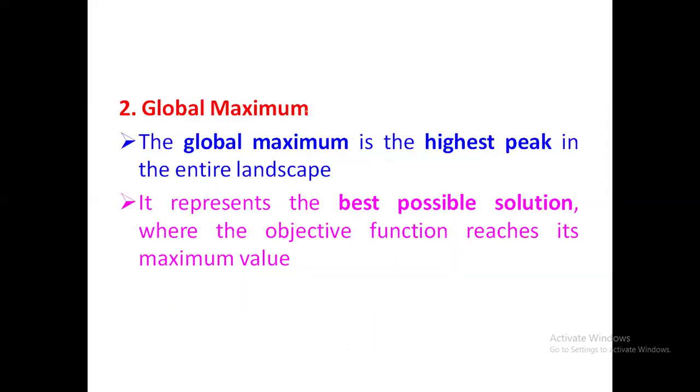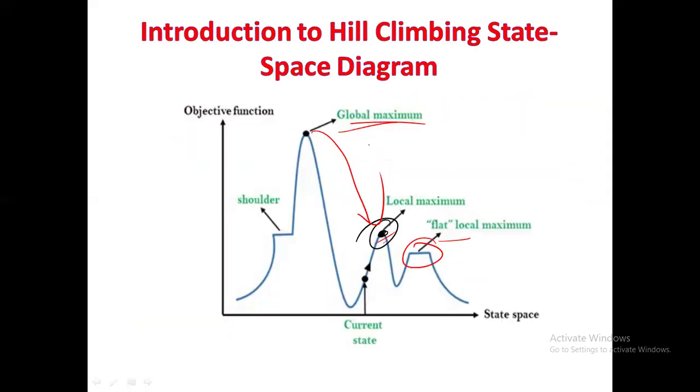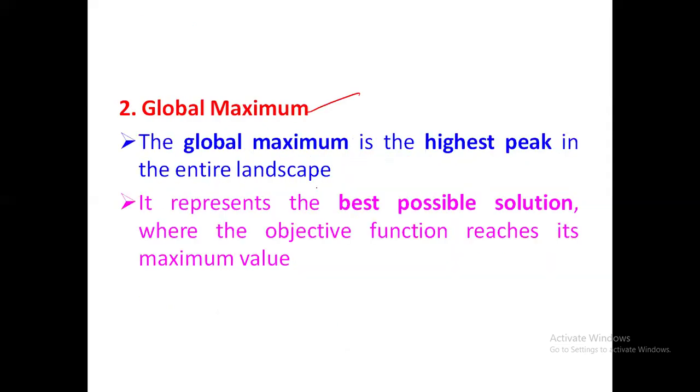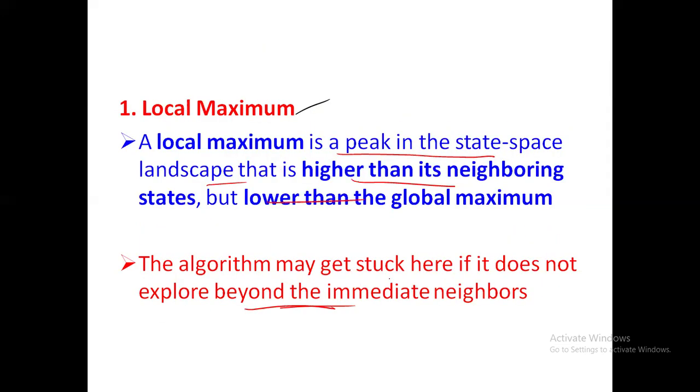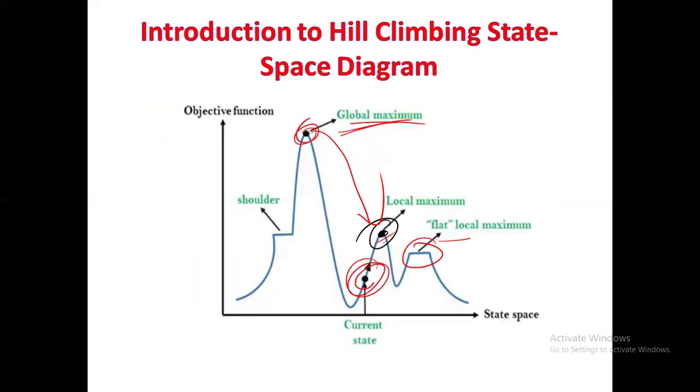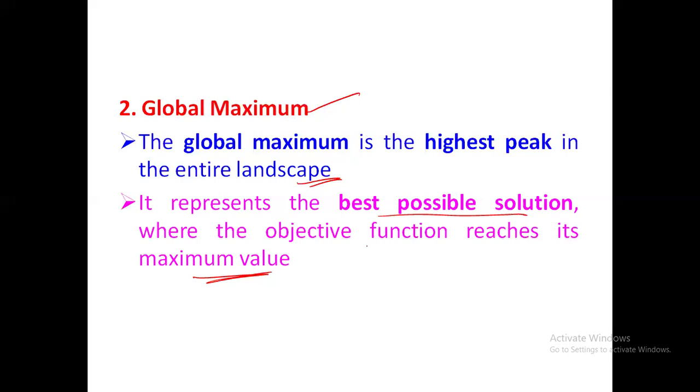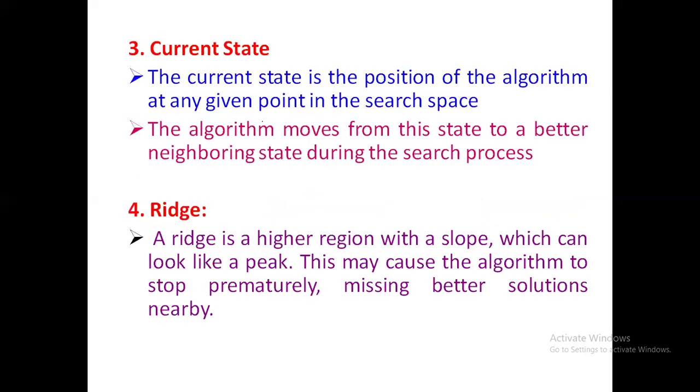Local maxima. Next, global maxima. This global maxima is the highest peak value in the entire landscape. It represents the best possible solution where the objective function reaches its maximum value. Next, current state. Here, the current state may start over here. The current state represents the position of the algorithm at any given point in the search space. The algorithm moves from this state to a better neighboring state during the search.